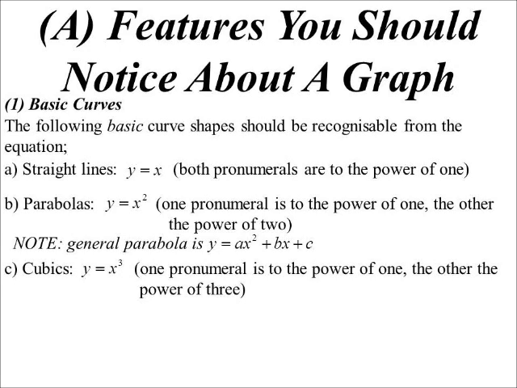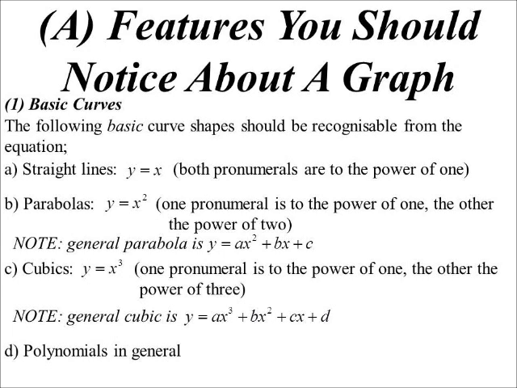The other ones have 2 turning points. So they have the up and down. And so one of the pronumerals will be to the power of 3. And so there's our general cubic. And of course then we looked at polynomials in general and how to sketch polynomials.